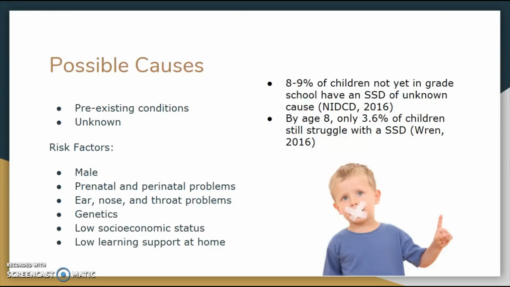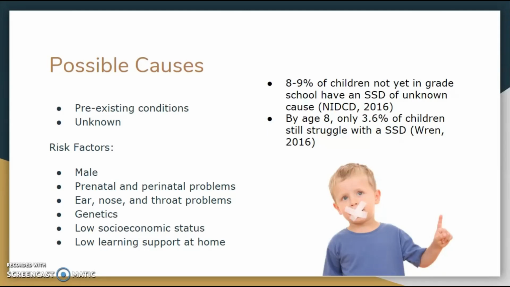Aside from pre-existing conditions that would say that a child will have trouble communicating, the causes are often unknown, quite unfortunately. However, there are some risk factors to take note of. Oftentimes, males will be more vulnerable to speech-sound disorders. Any prenatal or perinatal problems could also contribute to speech-sound disorders. A history of ear, nose, or throat problems often leads to a higher chance of speech-sound disorders. Also, genetics can play a role.